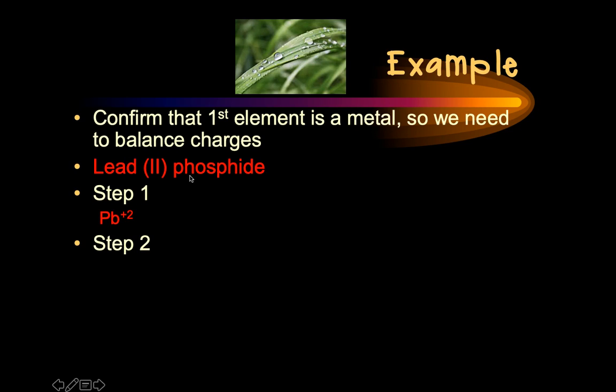Phosphide, so this is now step 2. We already figured out that this was the element phosphorus. We find it on the periodic table. It's closer for it to go forward. It goes forward 3 spots, which means it will be a -3.